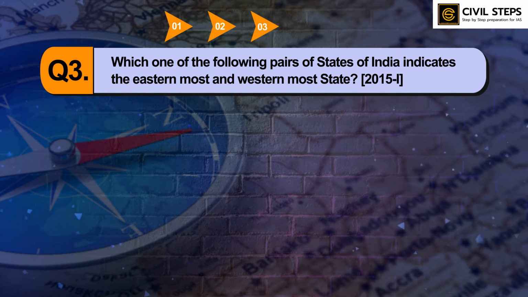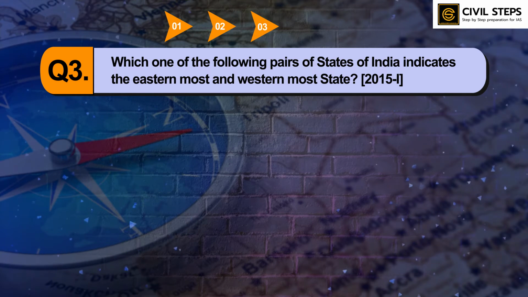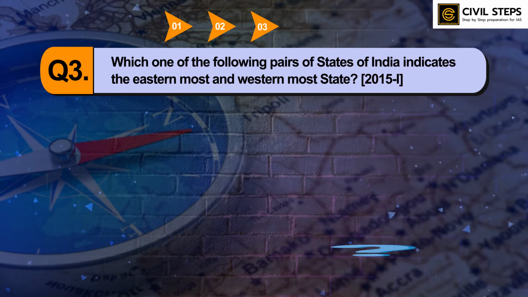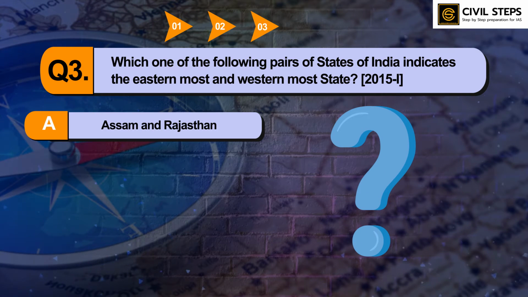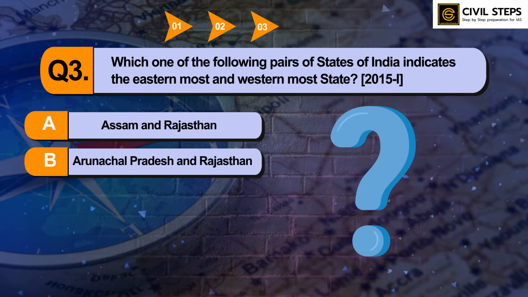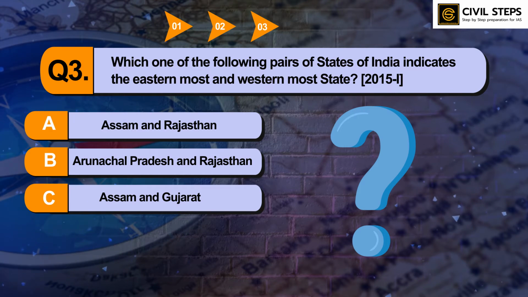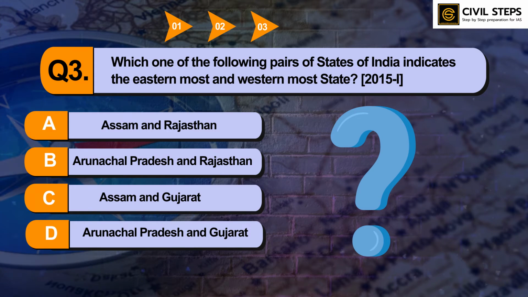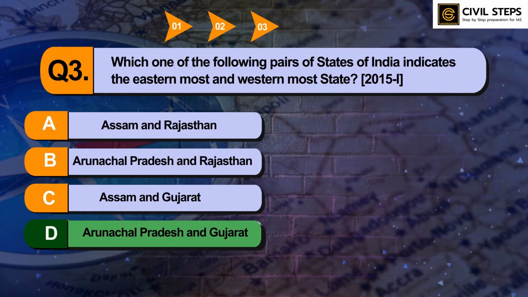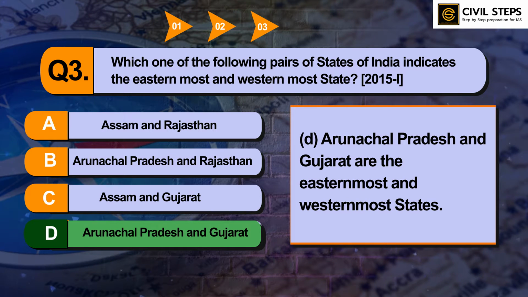Which one of the following pairs of states of India indicates the easternmost and westernmost state? The options are A, Assam and Rajasthan, B, Arunachal Pradesh and Rajasthan, C, Assam and Gujarat, D, Arunachal Pradesh and Gujarat. You can pause this video and write your answer in the comment section below. The answer of this question is option number D, Arunachal Pradesh and Gujarat. Arunachal Pradesh and Gujarat are the easternmost and westernmost states.